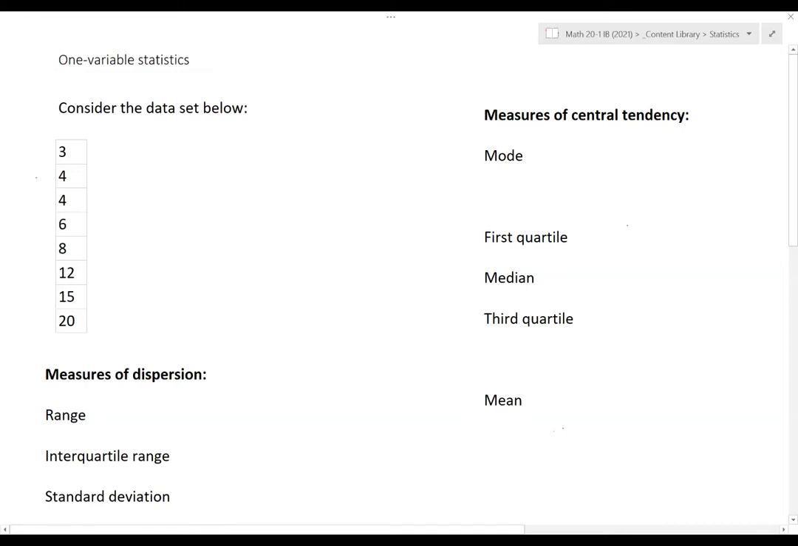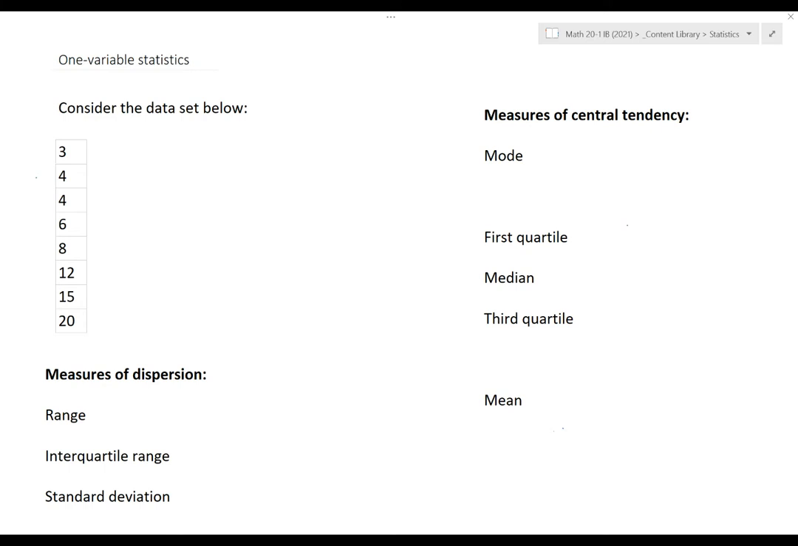Hello. In this video, we're going to look at what are called one-variable statistics. And there's two different types of one-variable statistic. We have measures of central tendency, many of which will be familiar to you, and measures of dispersion, which are probably new. So to start, we're going to look at the 8 numbers that are listed here.